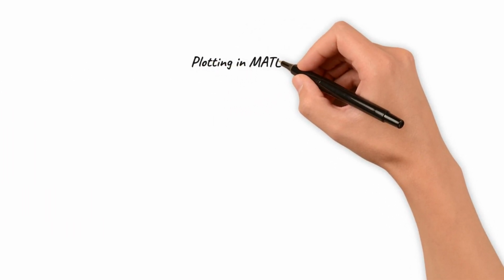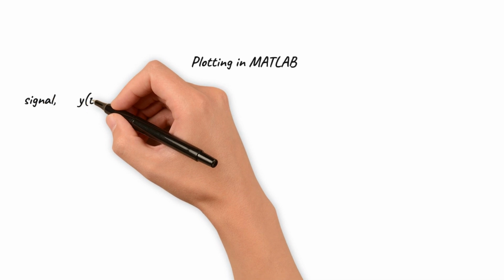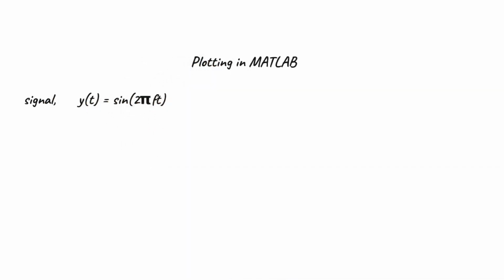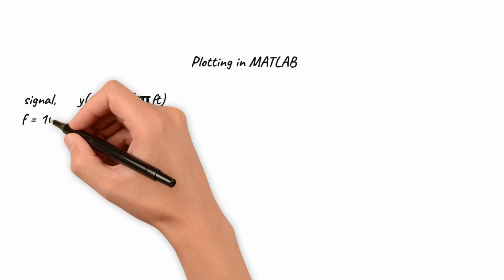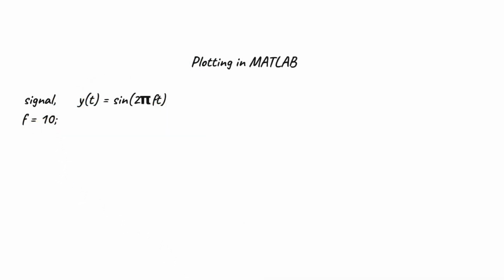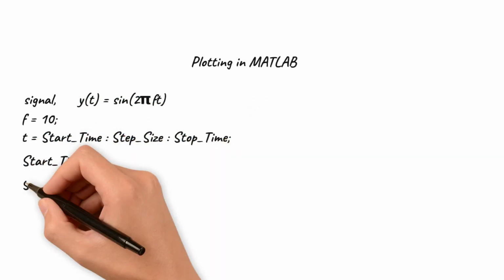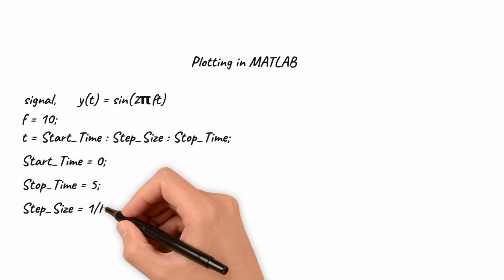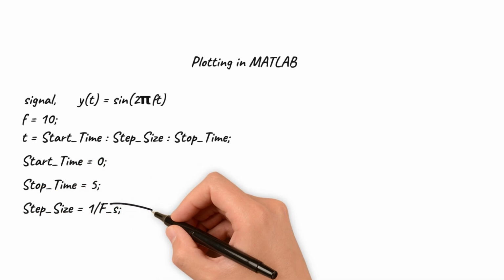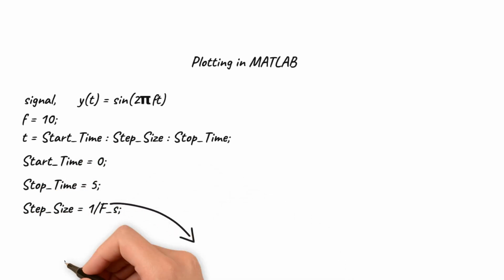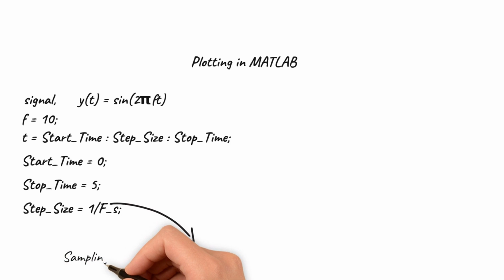Let's plot this signal in MATLAB. To plot this signal in MATLAB, you need to first define the variable f, which is the frequency in Hertz and is a constant number, let's say 10, which means 10 cycles per second. t represents time. We say the start time is 0 and the stop time is 5 seconds, and the step size is taken as 1 over fs. fs is the sampling frequency, which shows how many samples should be taken in 1 second.